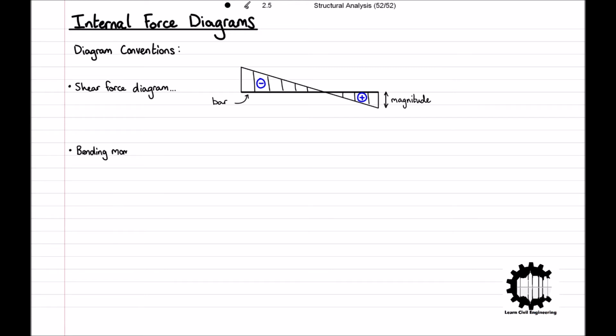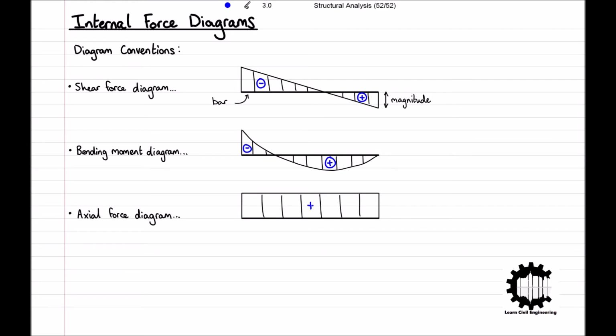Likewise, for the bending moment diagram, a positive bending moment is represented below the bar and a negative bending moment is represented above the bar. And then an axial force diagram is the opposite, where a positive axial force is represented above the bar and a negative axial force is represented below the bar.